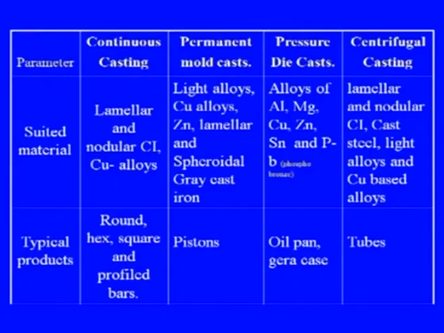Now, as far as yield is concerned, in the continuous casting process, yield is almost 100%, but all the other processes, permanent mold casting, pressure die casting and centrifugal casting, are comparatively lower in yield. As far as material suitability is concerned, in the continuous casting process, lamellar and nodular cast iron and copper alloys can be cast. In case of permanent mold casting, light alloys, copper alloys, zinc, then lamellar and spheroidal grey cast iron can be suitable. Then pressure die casting, alloys of aluminum, magnesium, copper, zinc, tin and phosphor bronze.